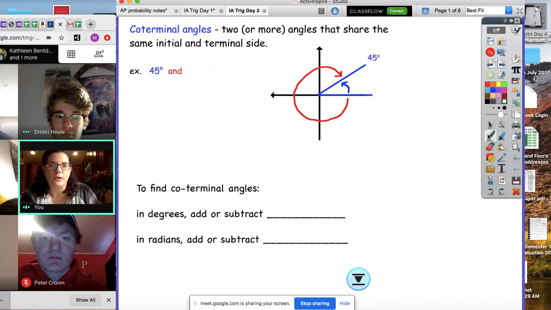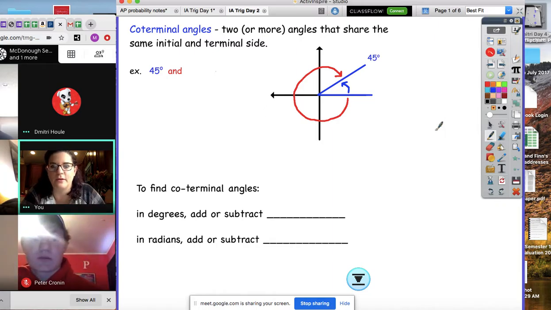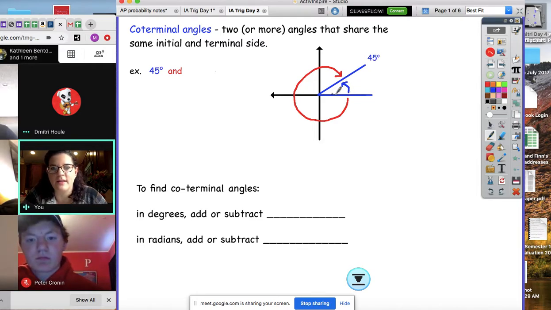All right, so coterminal angles, all that means is that these two angles are going to end up in the same exact spot. So they're going to end in the same place regardless of which direction you go. So 45 degrees, if I go counterclockwise with this blue arrow, from the positive x-axis going counterclockwise, that would land me here at 45 degrees. But I could go the other way around the circle and still land there.